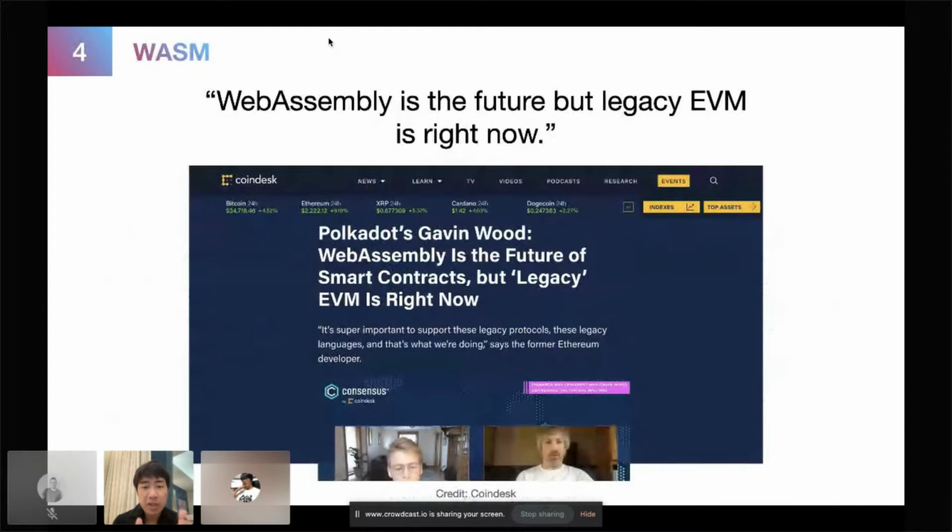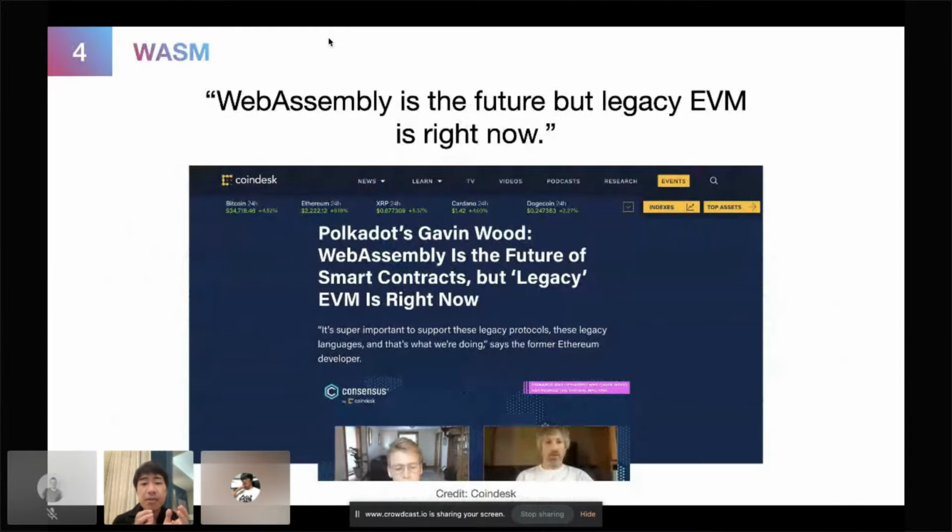WebAssembly is the future, but legacy Ethereum virtual machine is right now. This is the word from Gavin Wood. He is the creator of Ethereum, Ethereum virtual machine, and Solidity. And he said WebAssembly is the future. So we also believe that WebAssembly is the future.